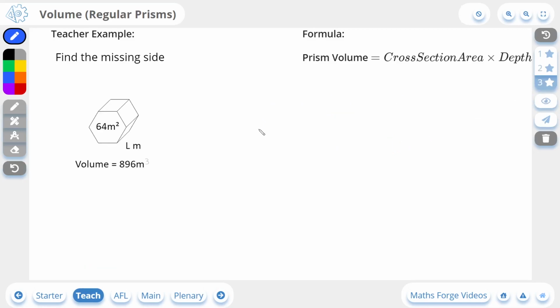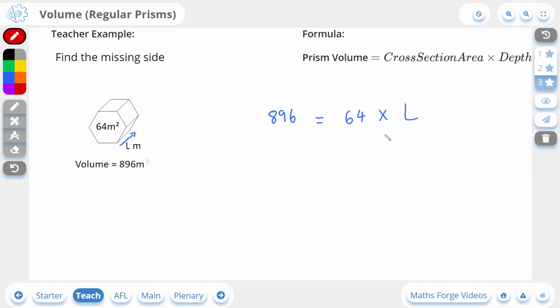Now let's do a 3-star example. Here they're asking us to find the missing side. In this case, it's the depth, which they've labeled as L. However, they've given us the volume of this prism, which is 896 meters cubed. So using the formula to find the volume of a prism, we're going to replace the prism volume here on the left-hand side by the volume that they've actually given us, which is 896. And this is going to equal the cross-sectional area, which in this case is 64, multiplied by the depth, which in this case is the letter L.